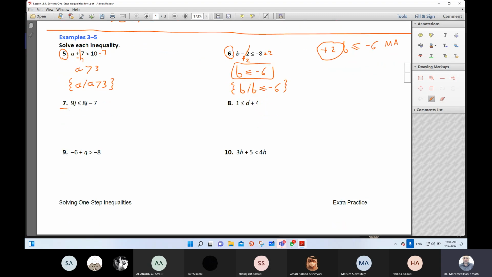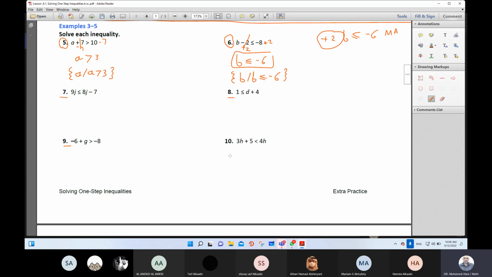Number 7, number 8, number 9, number 10, the same idea. Or let us solve number 10. I want from all to write number 10 and solve it, please. Then tell me what is your answer. Start, please.